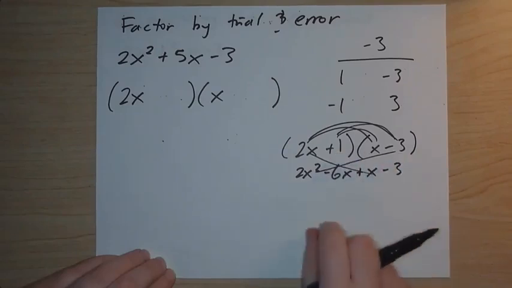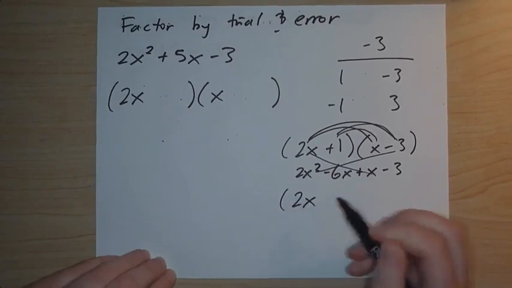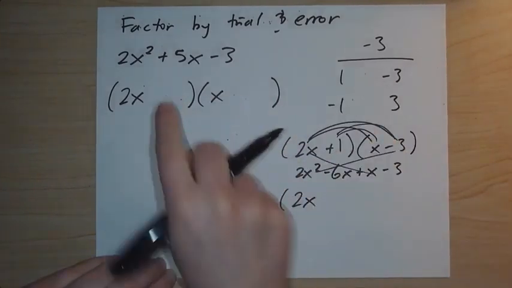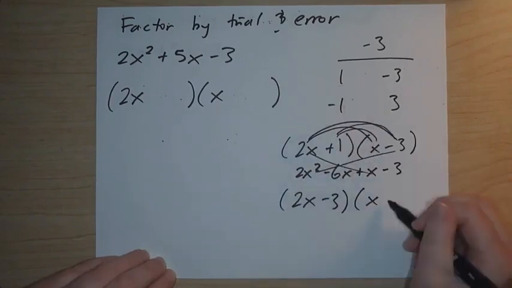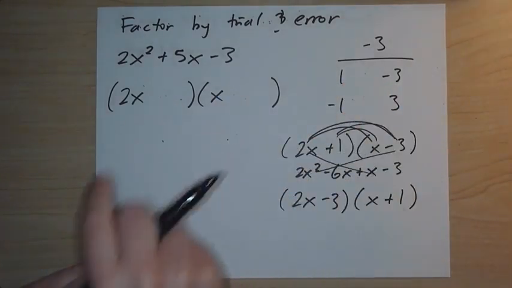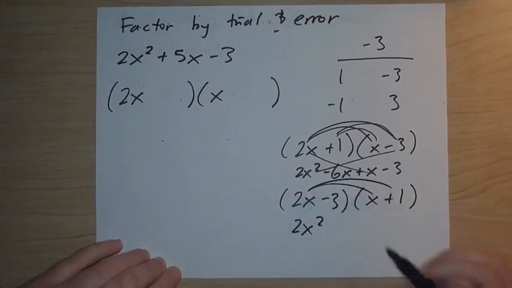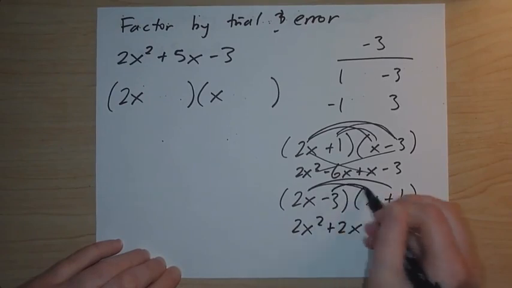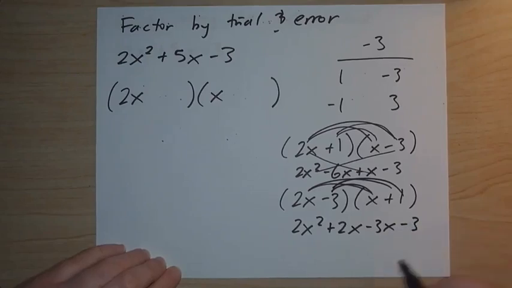But what if we switch the factors and the positions of those? So we can try that. We have 2x, and instead of putting the 1 there, we're going to put the negative 3 there. And we're going to try x plus 1. So now we're using the same factors, but we're just switching the positions. So you have 2x times x, which is 2x squared, 2x times 1, which is plus 2x, negative 3 times x, which is negative 3x, and then negative 3. But we see 2x minus 3x is negative 1x.